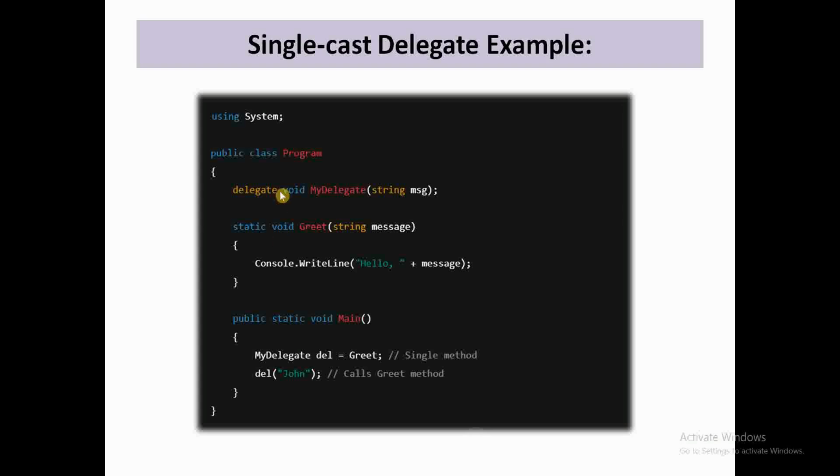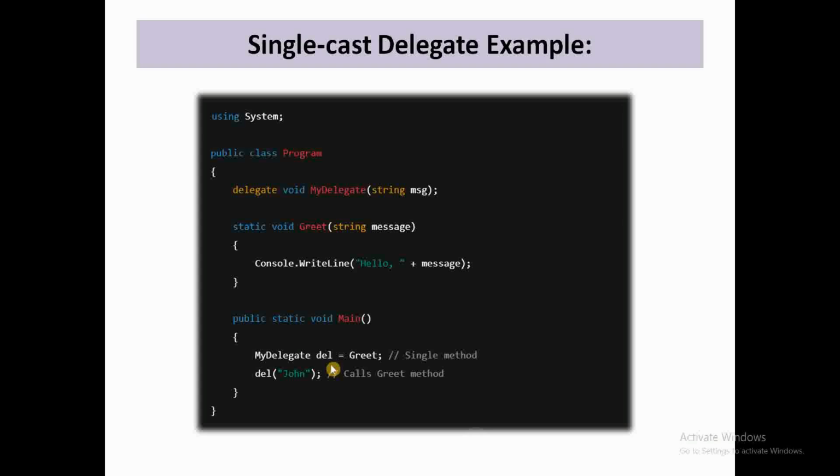So these return types and parameters should be the same. These are the method signature. So these should be the same as the delegate. If it is not the same, or if we use a string here in the delegate and while creating the method we provide integer, and we are assigning that method reference to the delegate, then it will give us a compile time error.